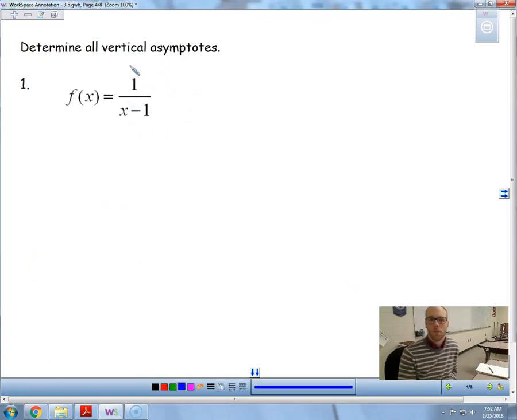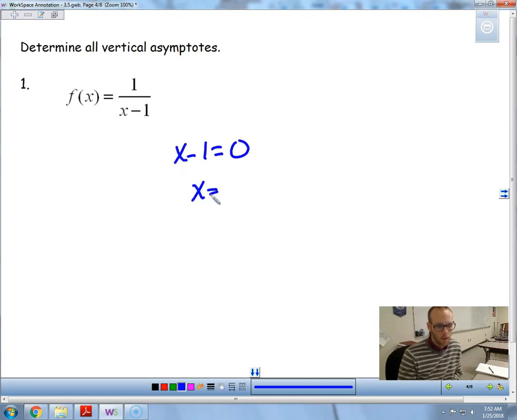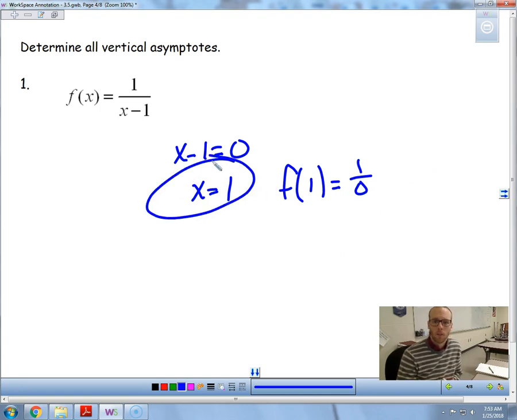So, determine the vertical asymptotes here. Well, where is that denominator equal to 0? When x equals 1. Let's do a quick check. F of 1 is what? 1 over 0. That's undefined. Vertical asymptote.